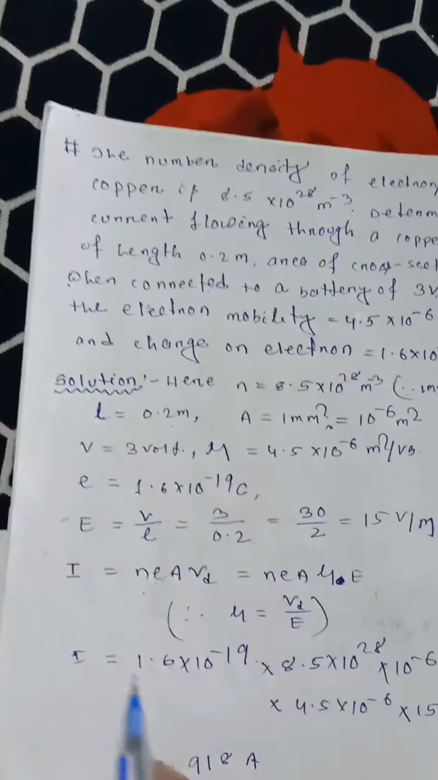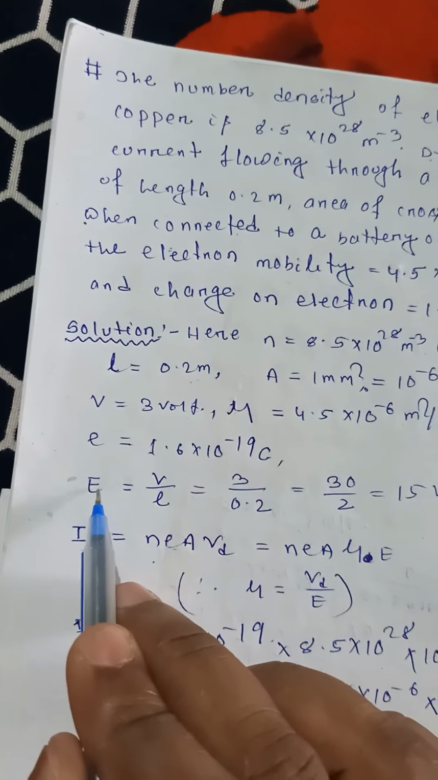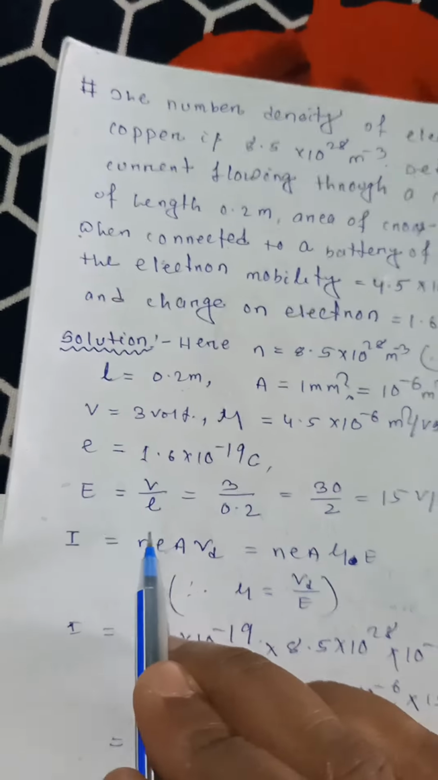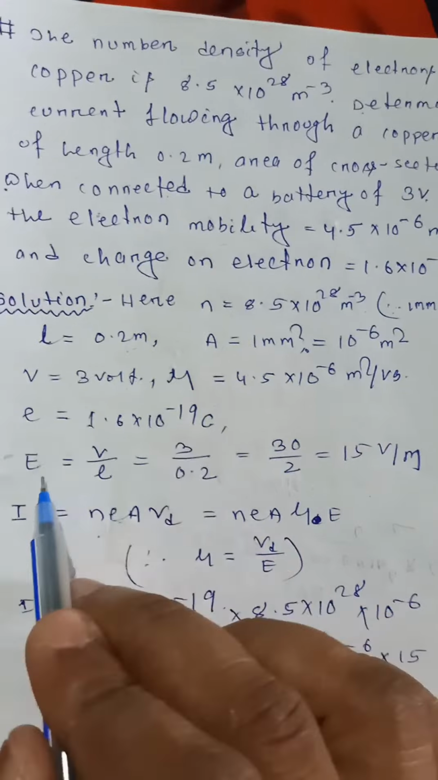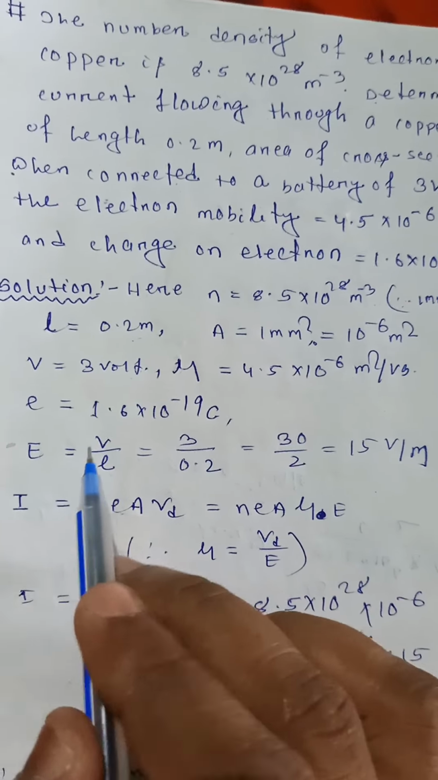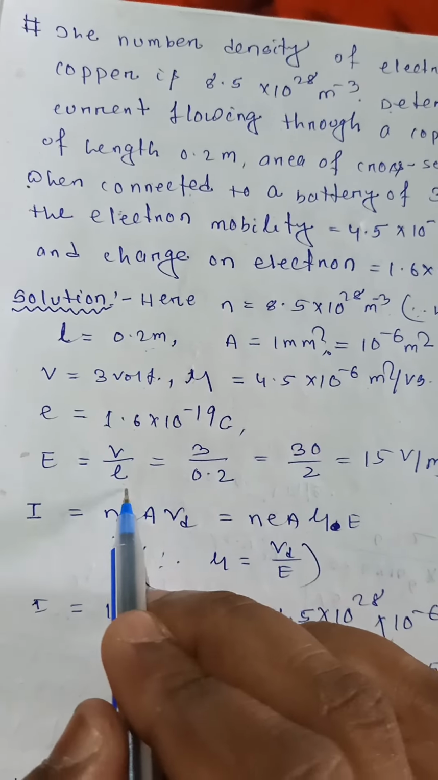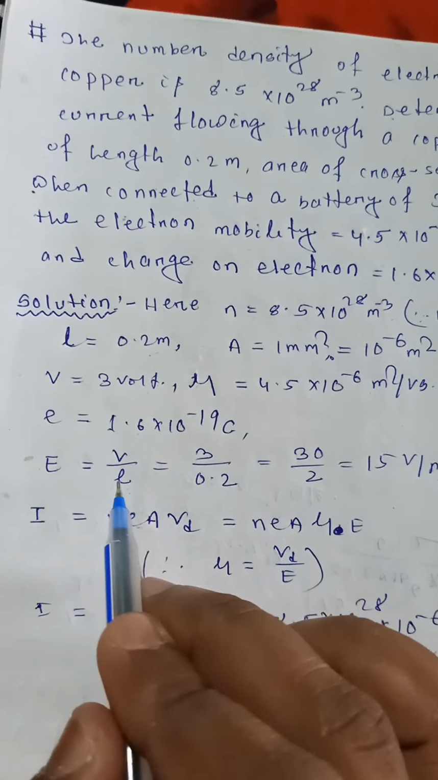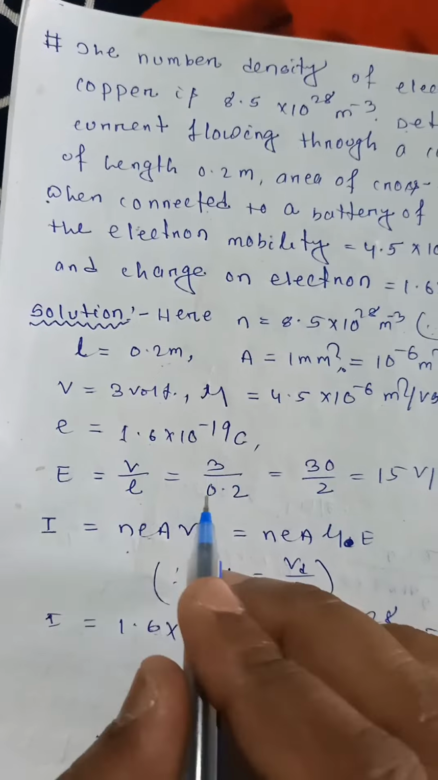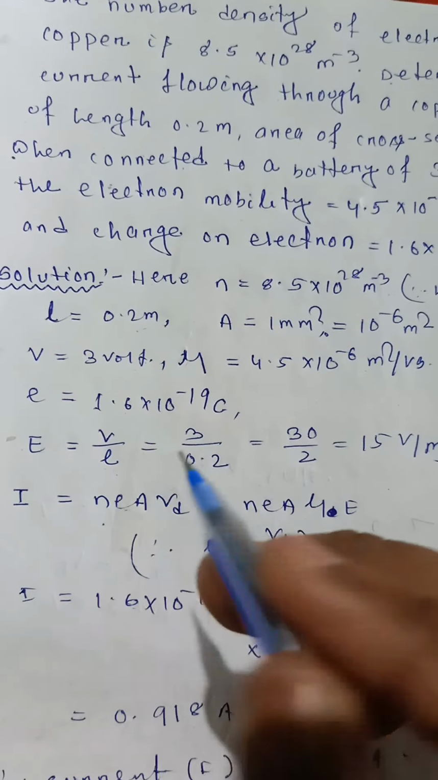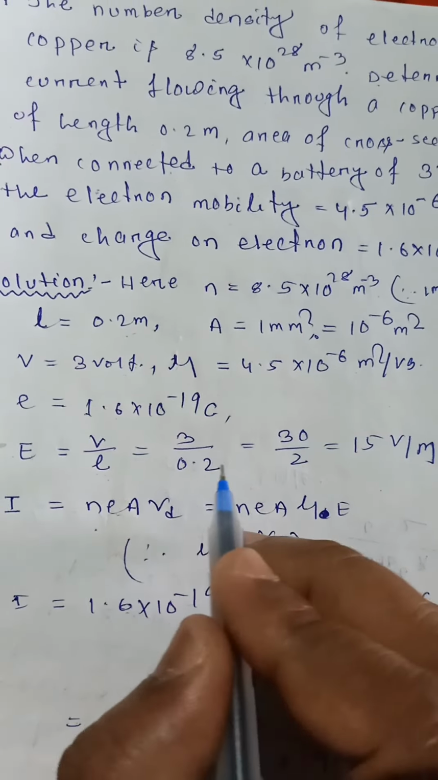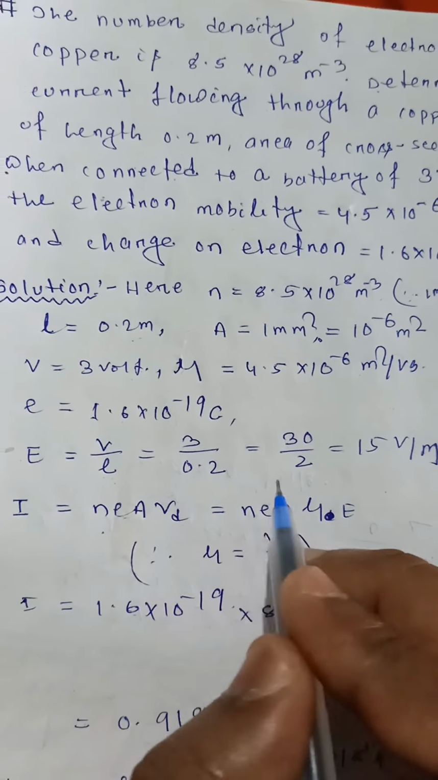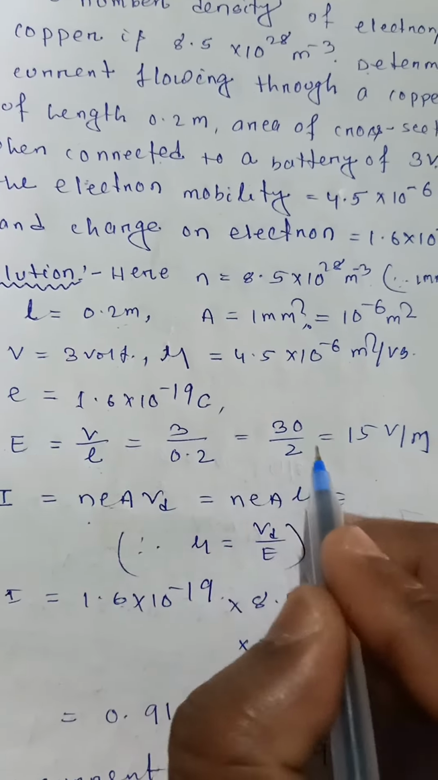So first we have to calculate the electric field. E is equal to V by L. Electric field intensity equals potential by distance. So V is equal to 3, L is equal to 0.2. So that is 3 into 10 divided by 2, so 30 by 2 equals 15 volt per meter.